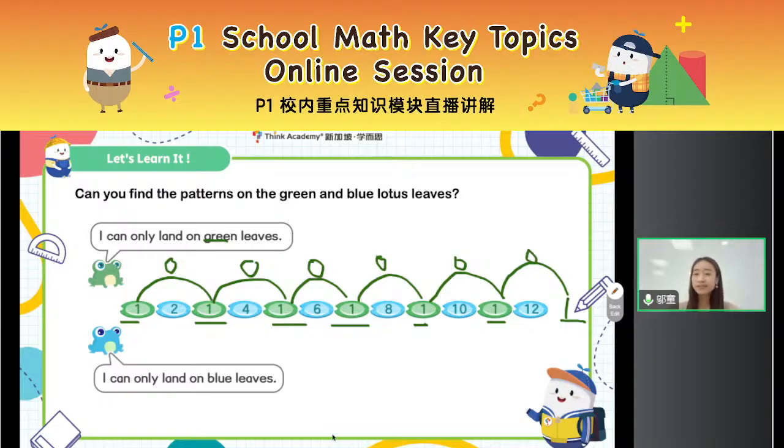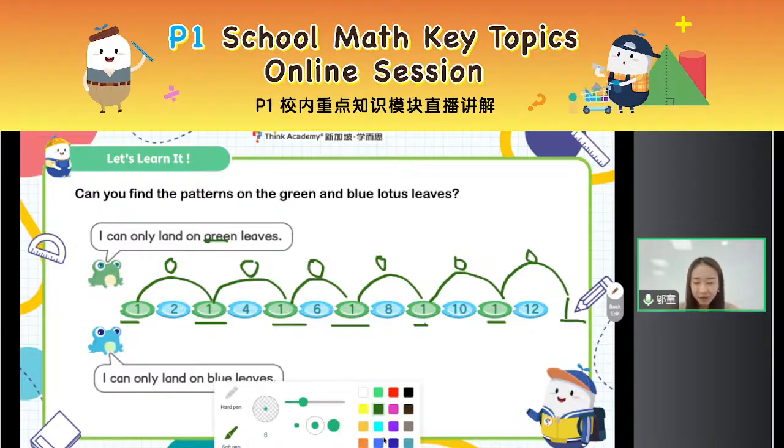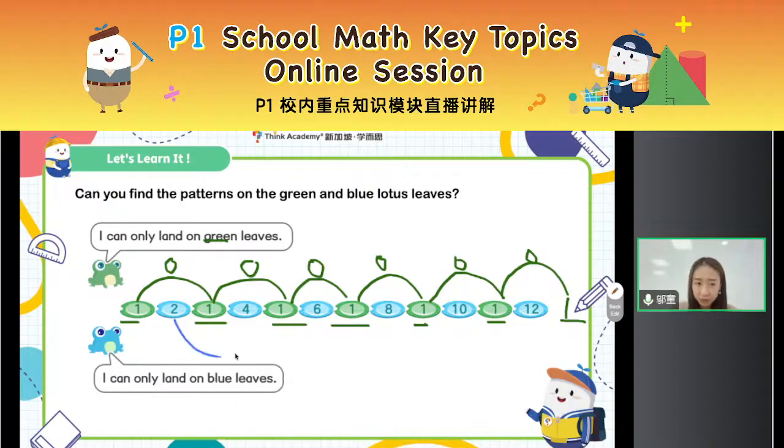But the blue one is different. Can you feel something about their difference for the blue one? From 2 to 4, from 4 to 6, 6 to 8, 8 to 10, 10 to 12. What do we call this number pattern? Have we seen this before?